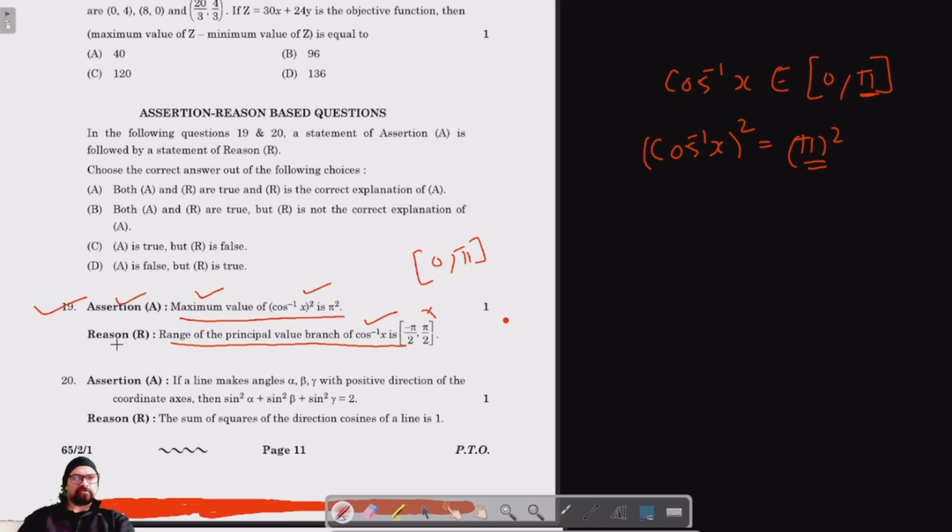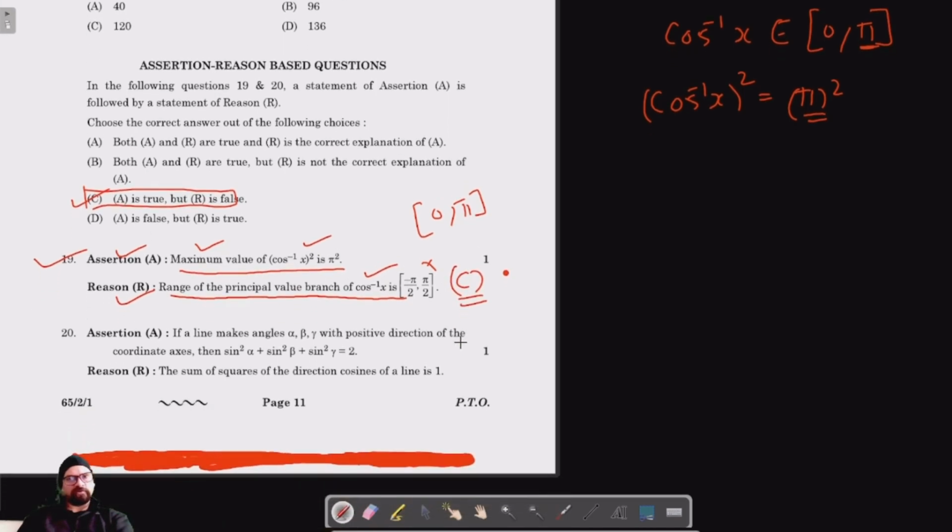So in this case, assertion is true and reason is false. Assertion is true, but R is false is the correct option. So you can mark it C.